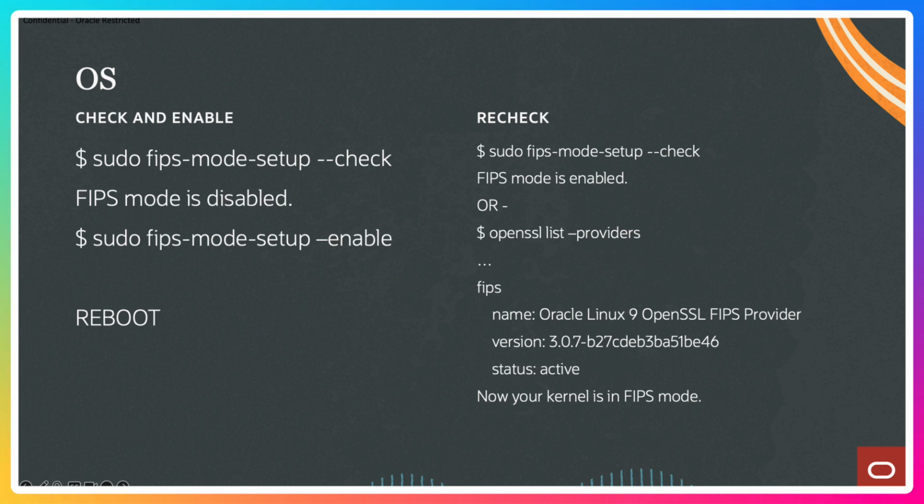So to check if it's enabled, I run sudo fips-mode-setup --check. And if I want to enable it, I just do the enable. Then after I've rebooted the server, which you have to do, I can go in and see that it's been enabled, either by doing the check or by listing the providers, and it will show up.